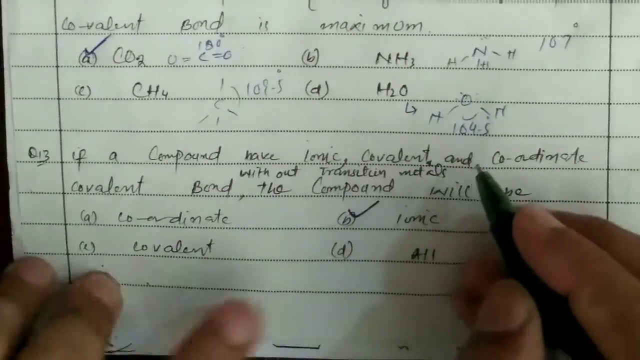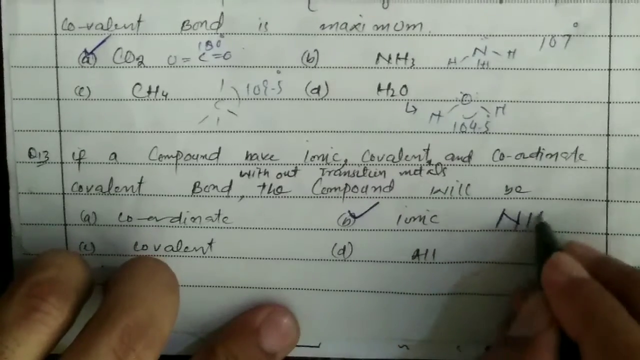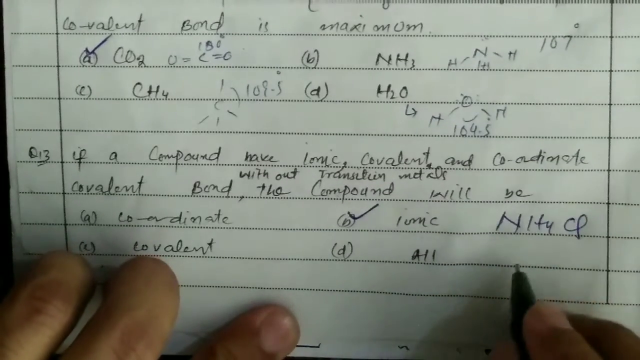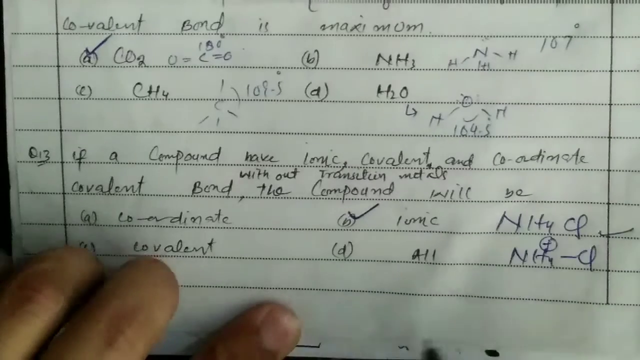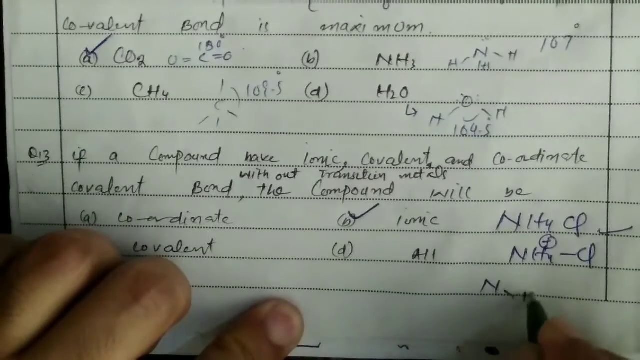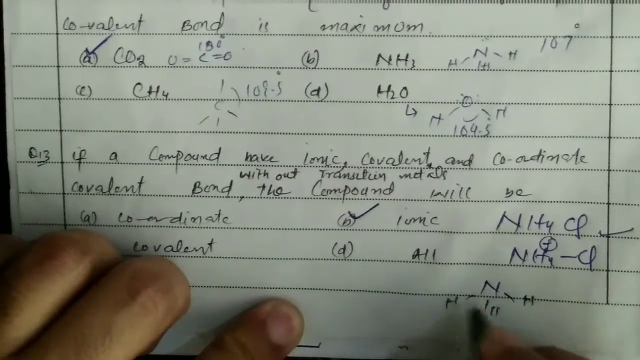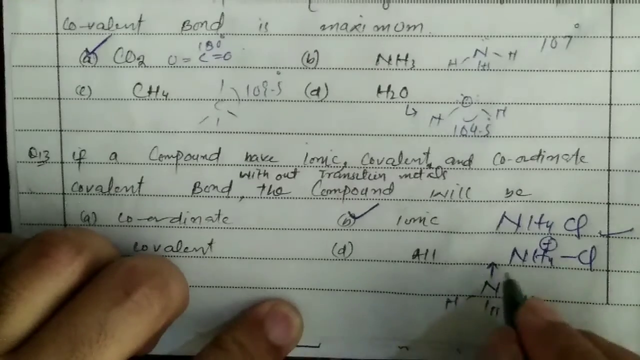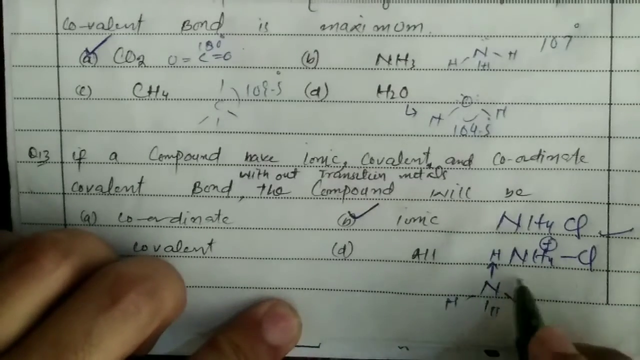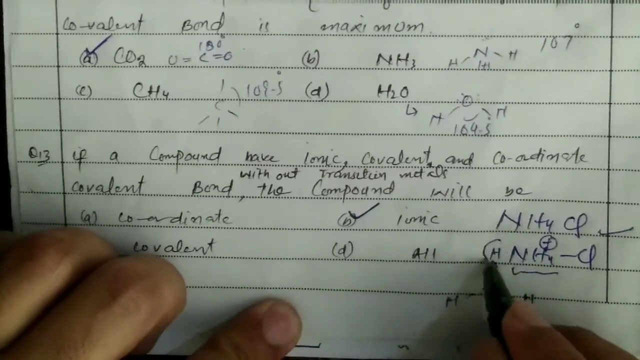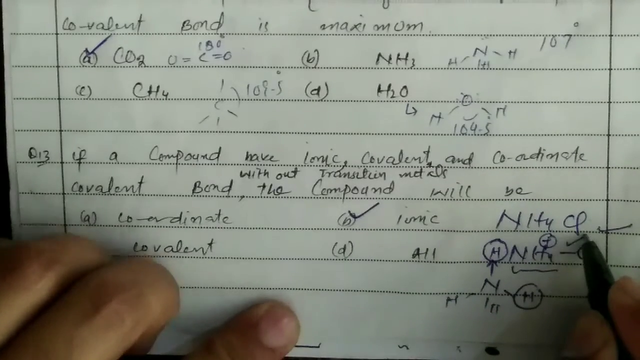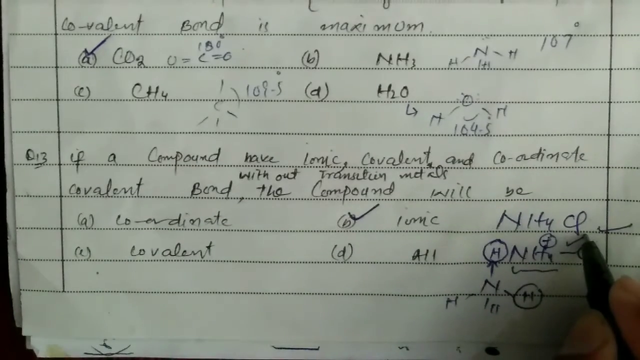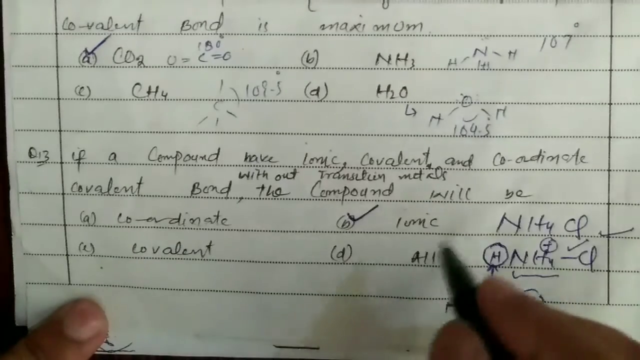I give the example of NH4Cl. In NH4Cl, between NH4 positive and Cl negative there is an ionic bond. The N-H bonds are covalent and one bond is coordinate covalent. So coordinate covalent bond is here, covalent bond is here, ionic bond is here, but as a whole the compound is ionic in nature, so option B is the correct one.